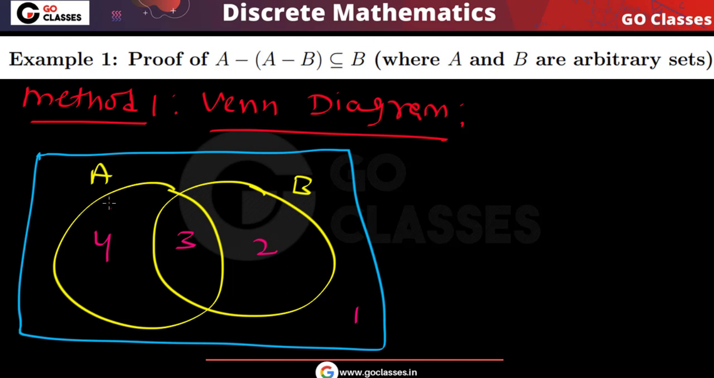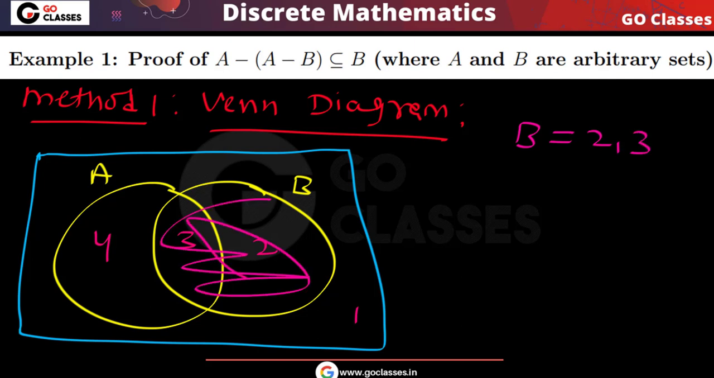Total 4 areas we have. This is area 4, this is area 3, this is area 2, and this outer area is area 1. Now you can notice, what is the area of B? If I ask you the area of B, that is 2 comma 3. So this is the area of B, this 2 comma 3.